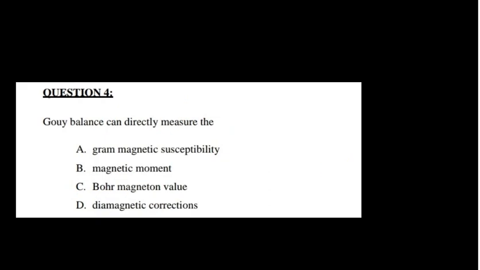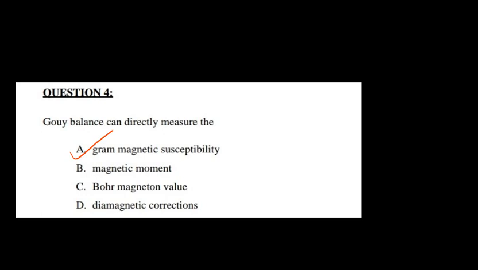Gauss balance can directly measure... Again, this is a very simple problem based on your memory. If you have read the magnetic susceptibility experiment, only then will you be able to answer this. So Gauss balance directly determines the gram magnetic susceptibility.